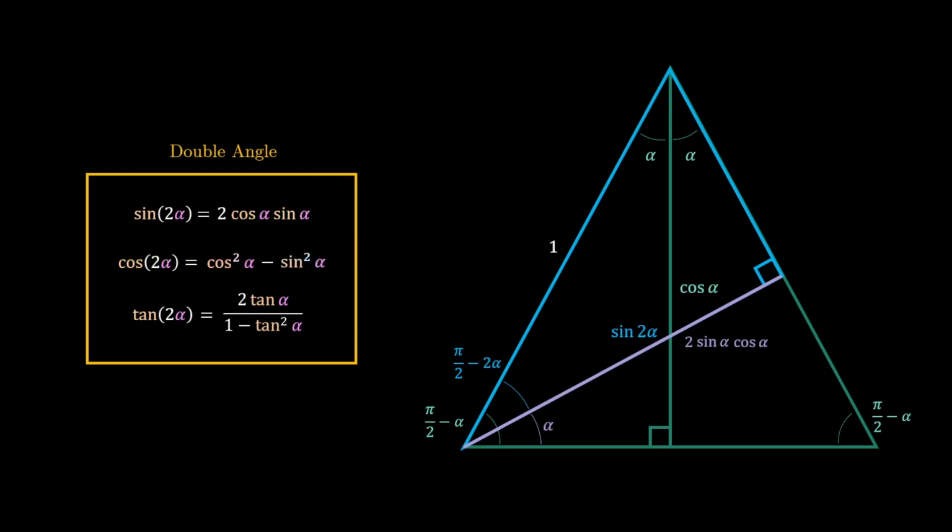And further, if you focus on the middle leg, we can see that 2 sine alpha cosine alpha equals sine 2 alpha, which, rearranging, is our sine double angle. So we have visualized our sine and cosine double angle from this triangle.